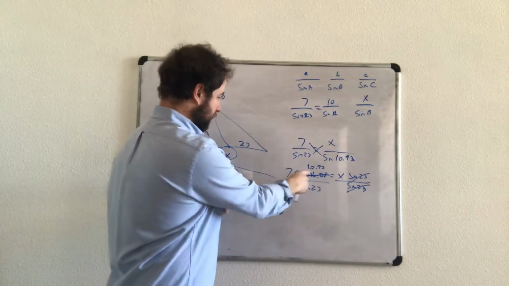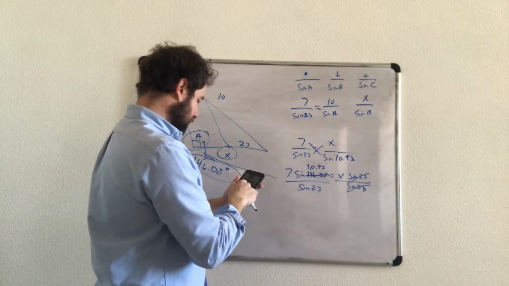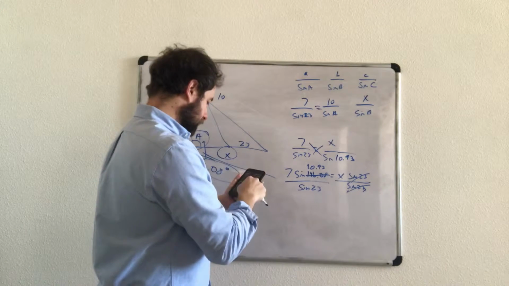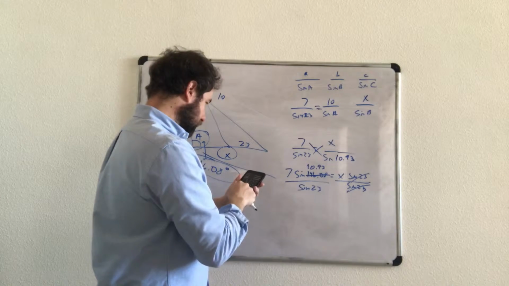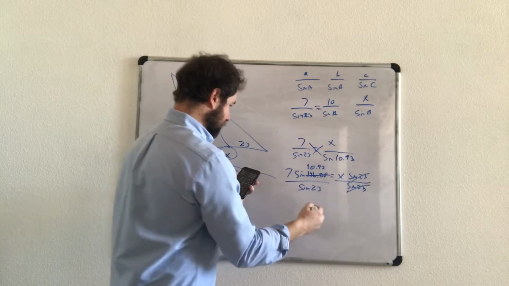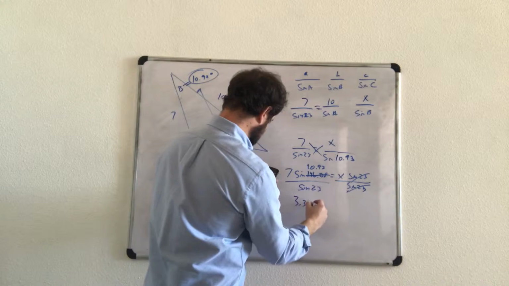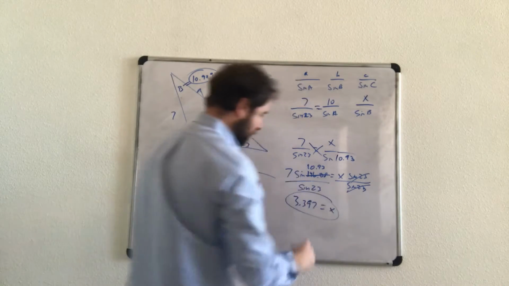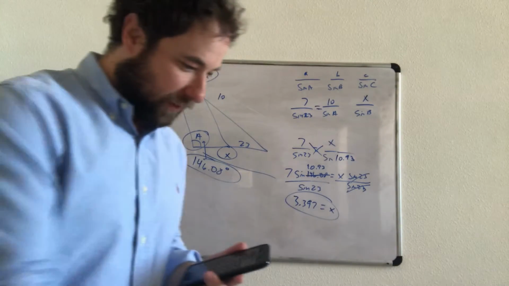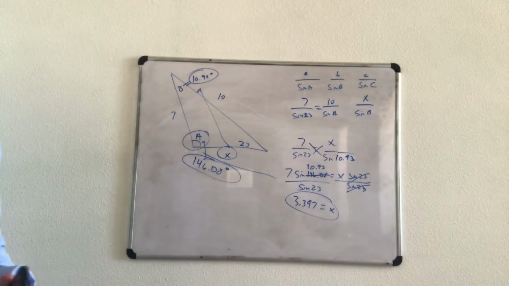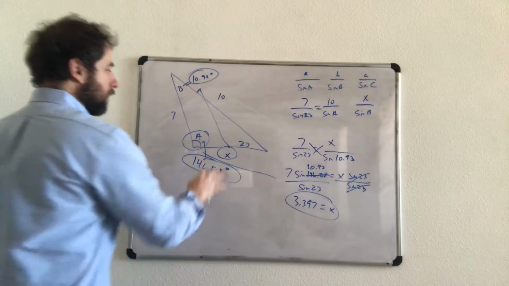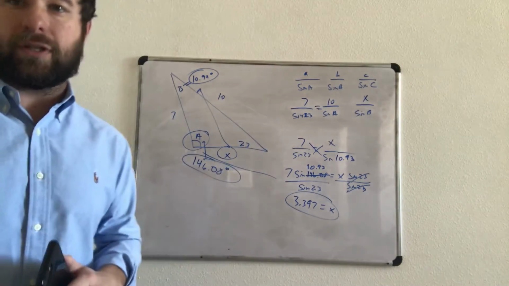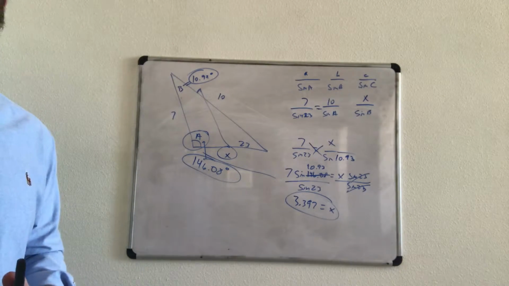So we go back: 7 sine 10.93 equals, divided by sine 23, and that gives us 3.397 equals x. 3.397, and that is the correct answer. So it's important that you see what is opposite what and make sure that you put the right numbers in there. You may know how to do it, but you've got to use the right numbers.